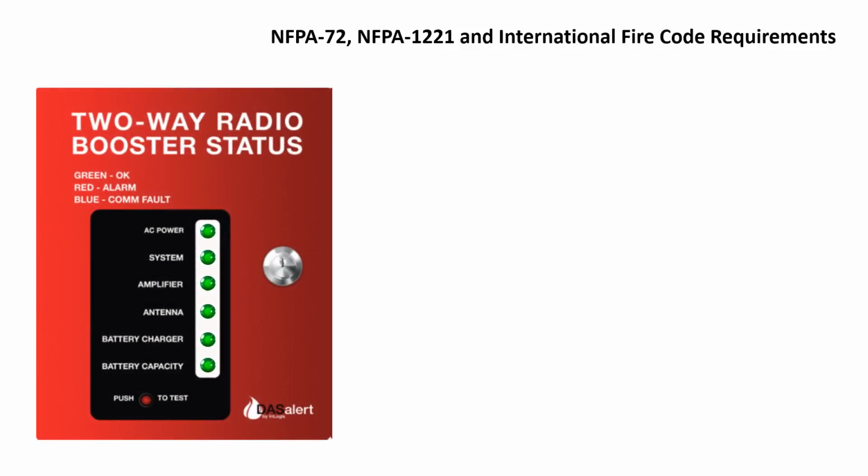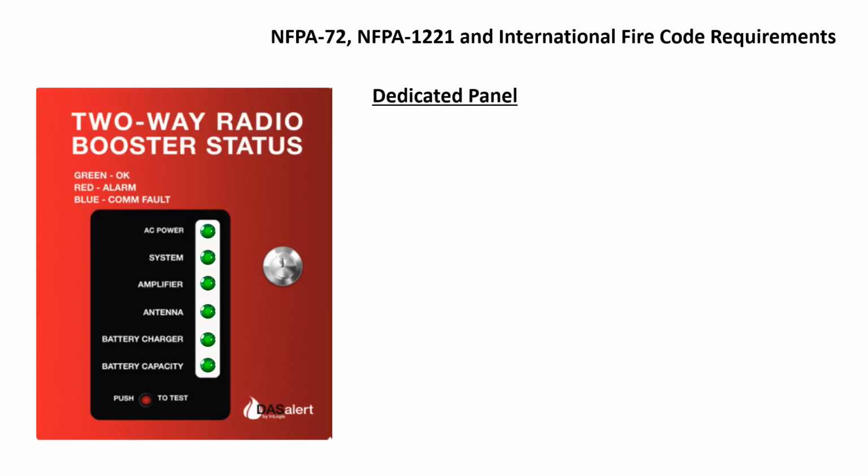Today we are talking about our public safety DAS Annunciator and status system. First, let's review the current code requirements. These are part of NFPA 72, 1221, and the International Fire Code. They require that a dedicated Annunciator panel be provided to monitor your public safety DAS.